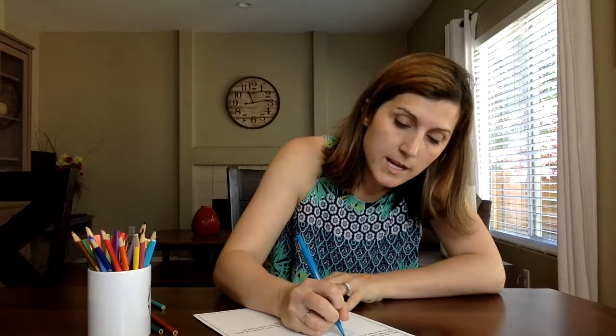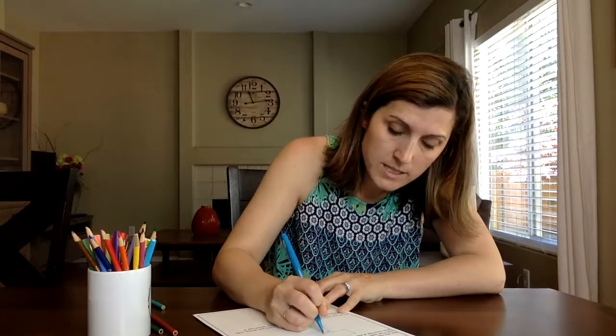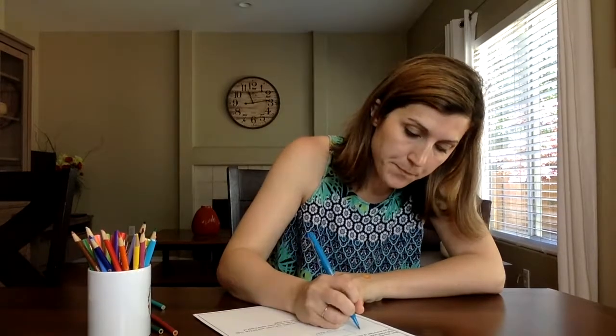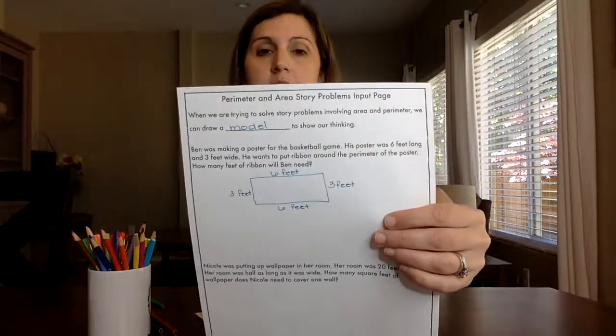Ben was making a poster for the basketball game. His poster was 6 feet long and 3 feet wide. I'm going to stop here and I'm going to make that rectangle. I know it's a rectangle because posters are usually rectangles, and in 3rd grade we work with rectangles. So the long side is 6 feet and the short side is 3 feet. And I can label all 4 sides to make it easy for myself later on. Okay, so as soon as I know the size of the rectangle I'm working with, I draw it.